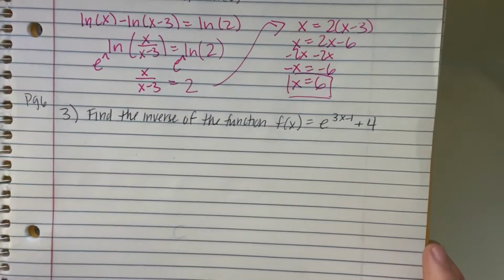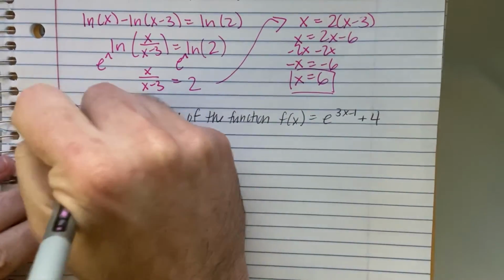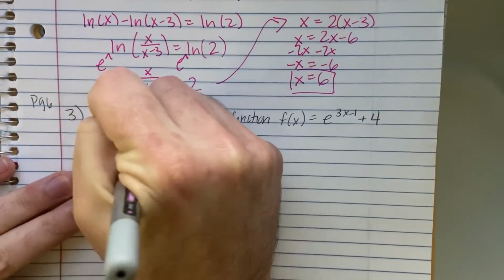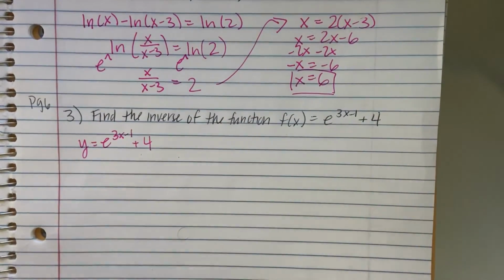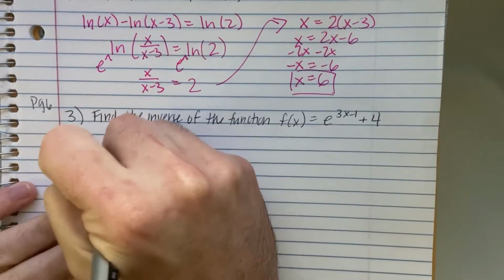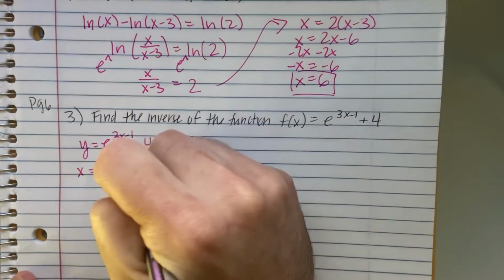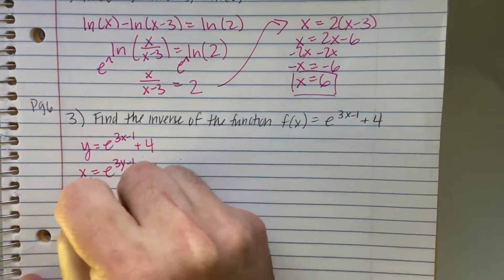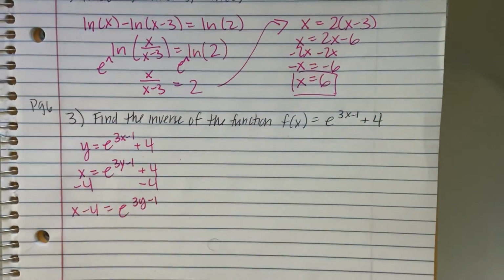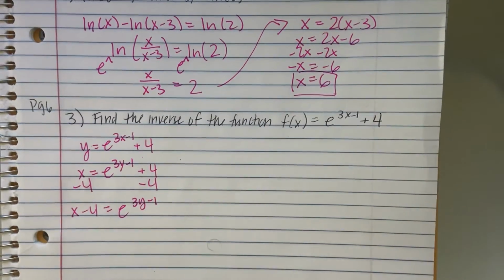Now, because we know how to get rid of ln's, we should be able to find the inverse of exponential functions. So remember, to find the inverse, you always replace f of x with y. So y equals e to the 3x minus 1, plus 4, and then you switch x and y's position. So x equals e to the 3y minus 1, plus 4, and now I have to solve for y. So I subtract 4. x minus 4 equals e to the 3y minus 1. Now I need to get this y out of the exponent, so to do that I'm going to take the ln of both sides.